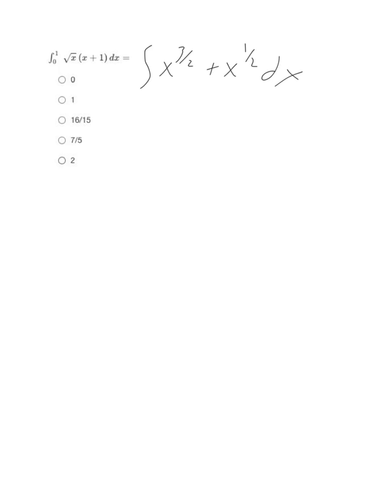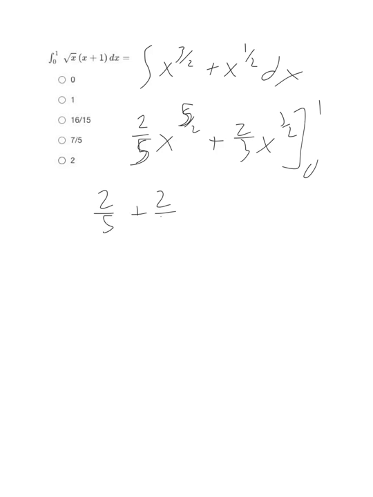So then that's 2/5 x to the 5/2, doing your antiderivative power rule, plus 2/3 x to the 3/2. Plug in 0 and 1 and subtract. I'm going to get 2/5 plus 2/3 minus 0. And when you do your common denominator and combine those, you get 16/15.